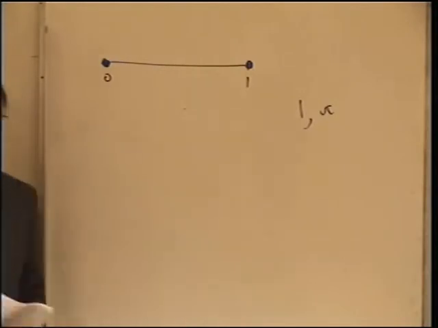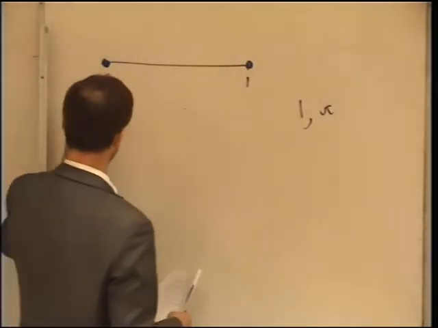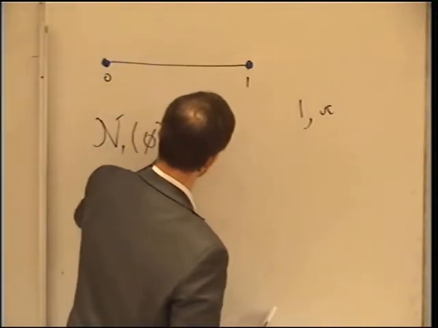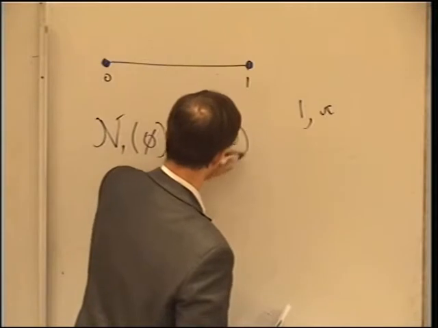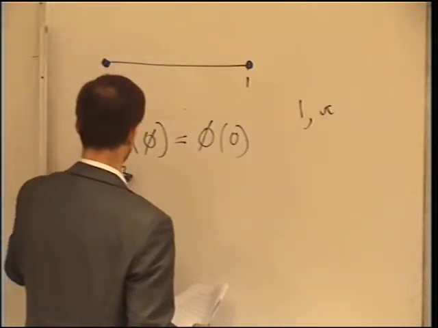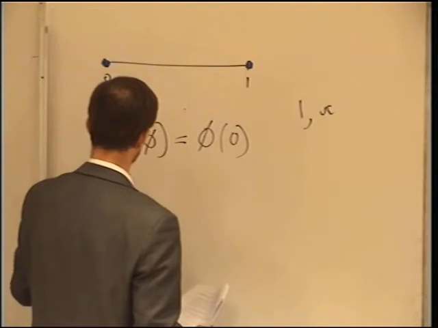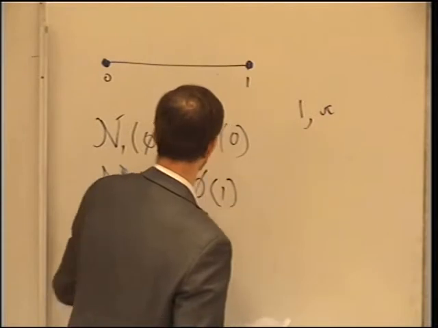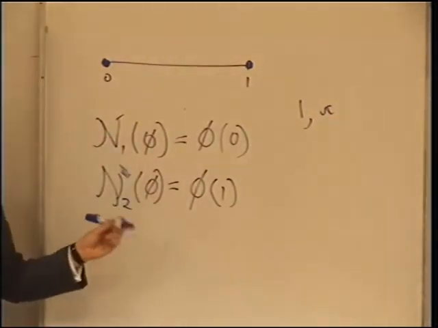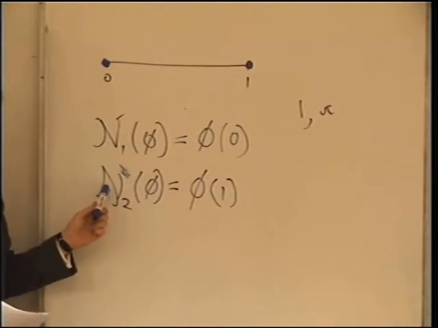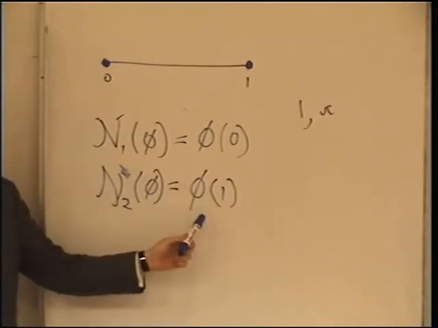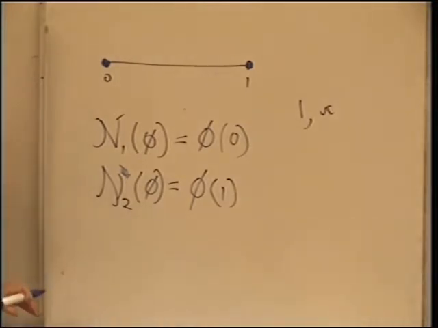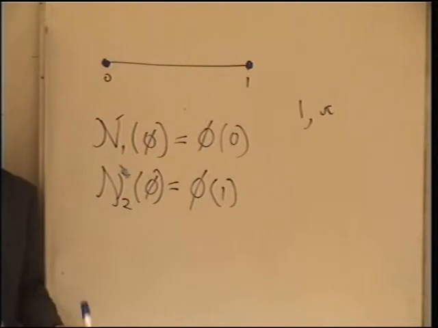Right, so N1 of phi equals phi at 0, N2 of phi is equal to phi at 1. So these nodes are in the dual space. They are things which take a function and give me a number. Now what I want to know is, what are the basis functions that go with this?